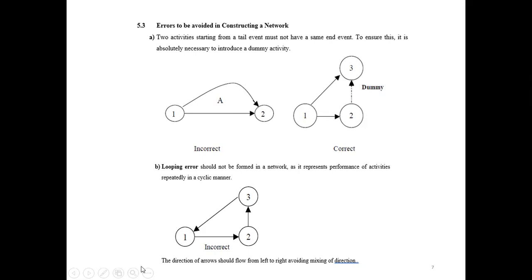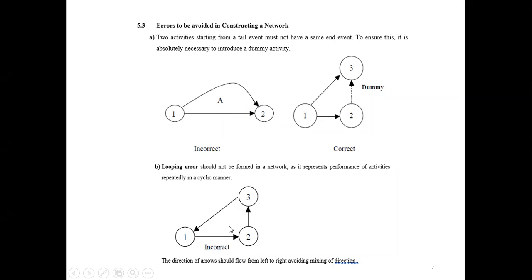At the same time, there is another error, the looping error. A looping error should not be formed in a network, as it represents the performance of activities repeatedly in a cycle. That means from this event one activity started, then another started from second to three, but then it cannot go from third to one. So that's a looping error.